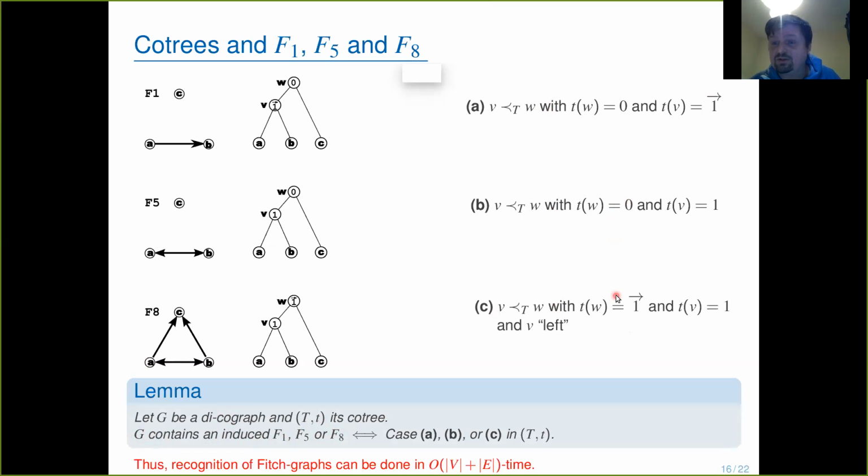So recognition of Fitch graphs can be done in linear time. We simply build in linear time the cotrees and then check along the edges of our cotree, or the paths in our cotree, whether such labelings occur.